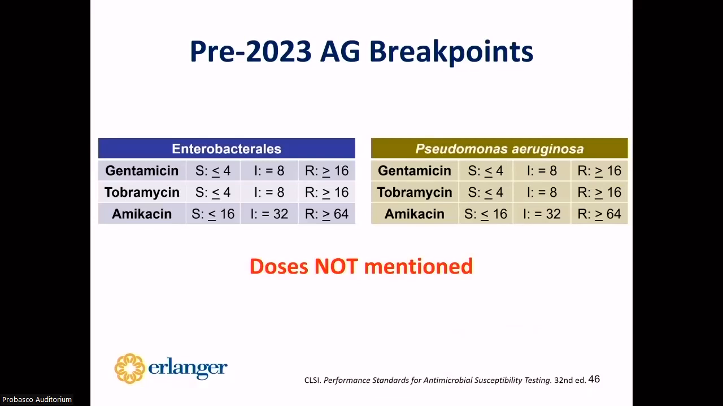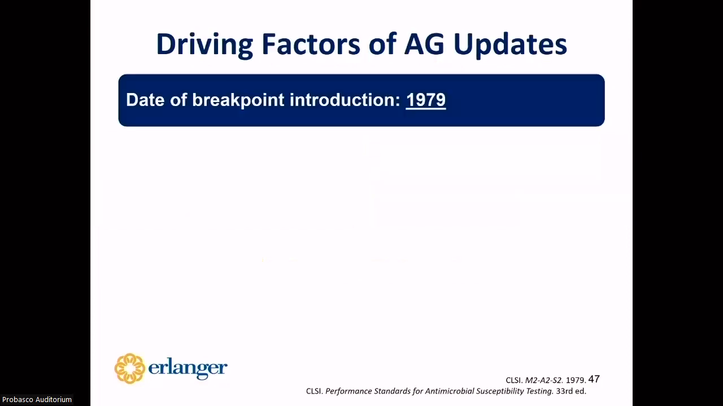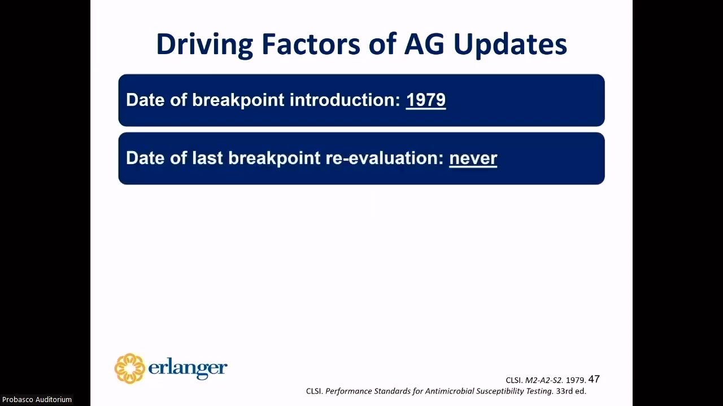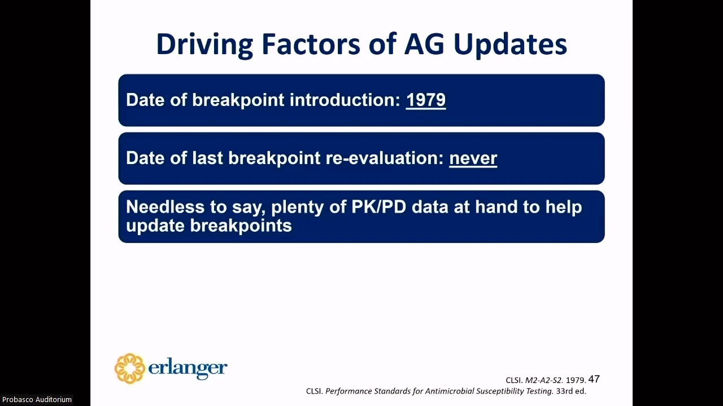Moving on to aminoglycosides. These are the previous breakpoints here. These breakpoints were introduced in 1979 and were never touched again. So needless to say, there's a lot of data at hand to help update these breakpoints, and it very much needed to happen.